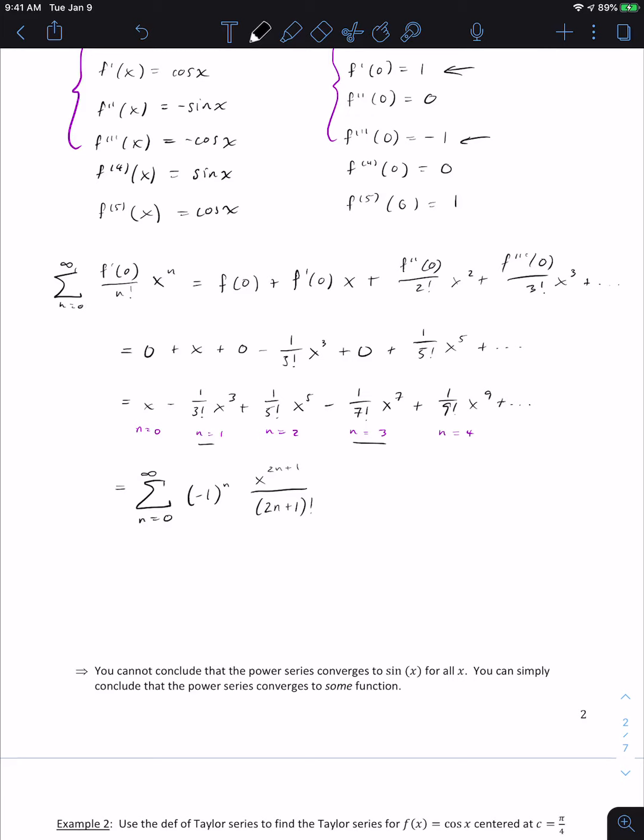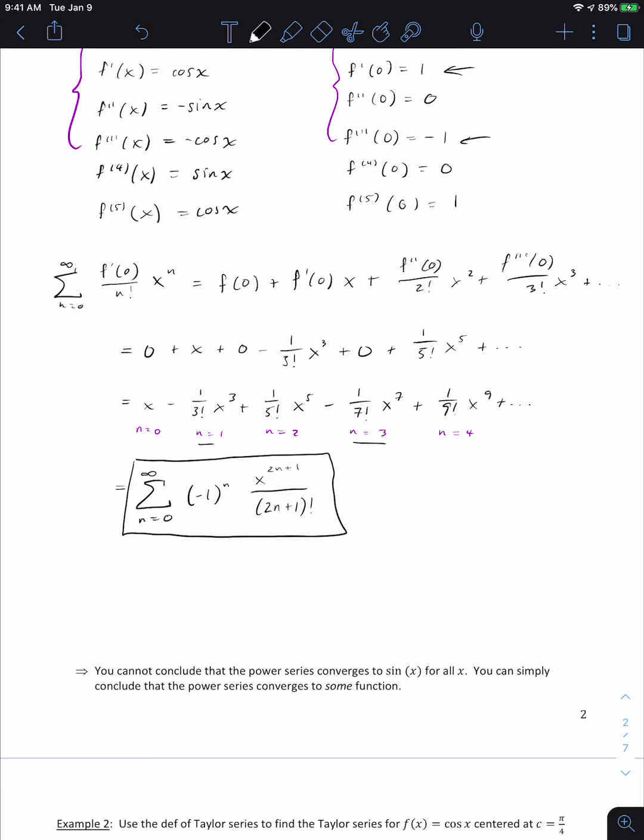And I just make sure it worked for the first term, because I wasn't looking at that term. So for n equals 0, I get 2 times 0 plus 1, so I get x to the first power over 1 factorial, which will give me x, and life is good. So this is my formula for the Maclaurin series of sine centered at 0.